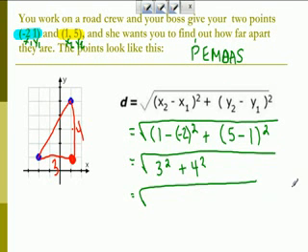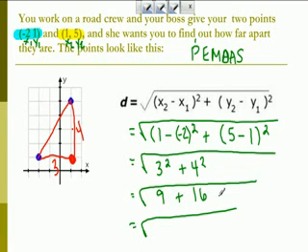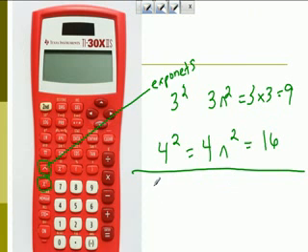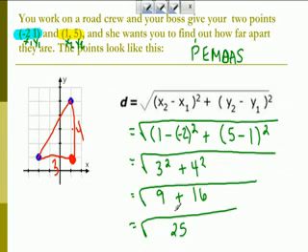16. So 3 squared is 9 plus 16. Okay, 16 plus 9 equals 25. Now we have to find the square root of 25. So to find the square root of 25, remember, you would do second x squared 25 equals. Then you should get 5.